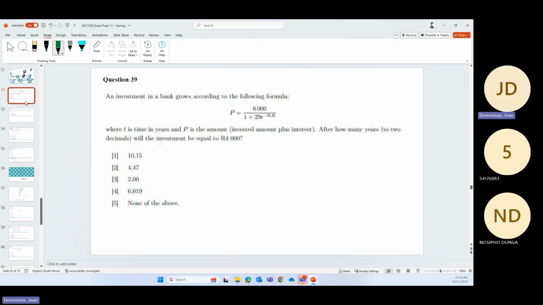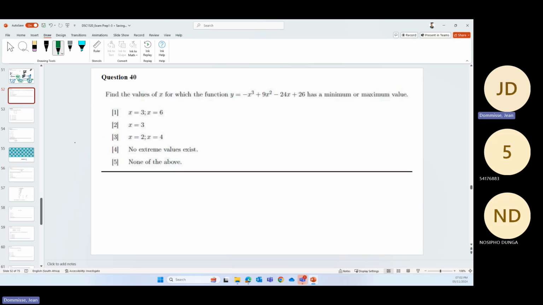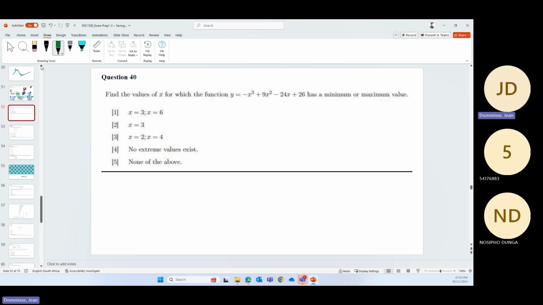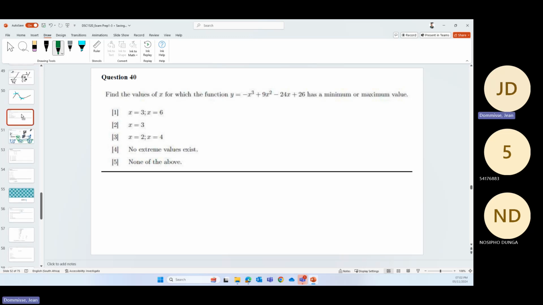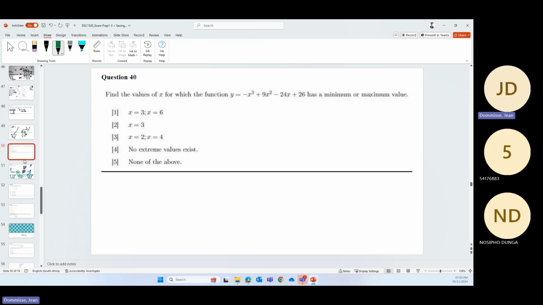Okay, so let me move that one to next time, because we are now with minimum and maximum values. Let me move that to when you go through the presentation, so that it has a nice flow. So here again: find the values of x for which the function y equal to that has a minimum and a maximum value.